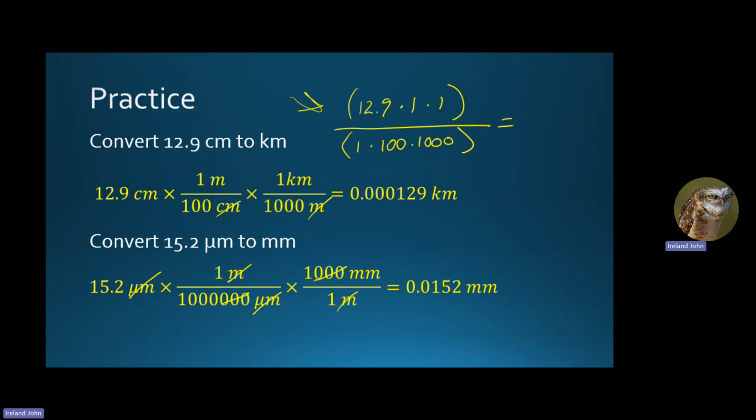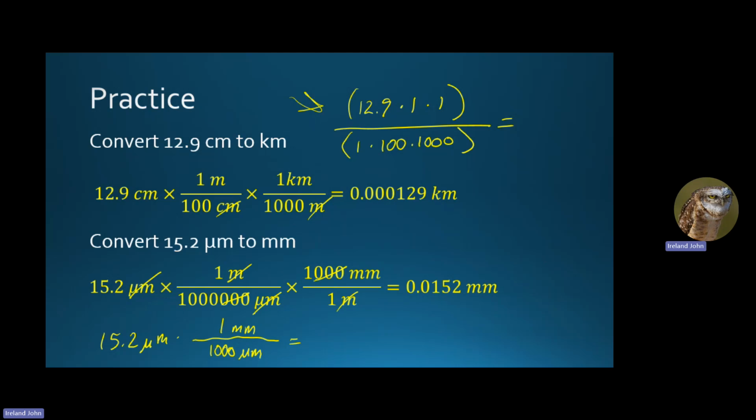But yeah, you could just as easily do 15.2 micrometers times 1 millimeter to 1,000 micrometers. That would give you the exact same answer, right? I just do it this way because I know some people are uncomfortable figuring out the conversion between units that are outside the base. But yeah, it works. Works just the same.